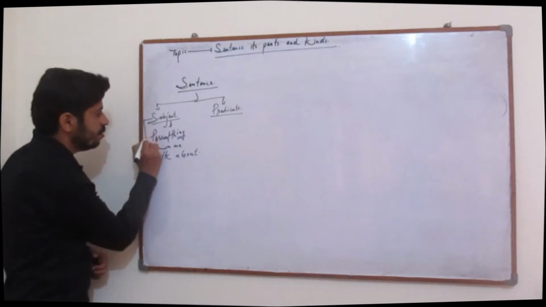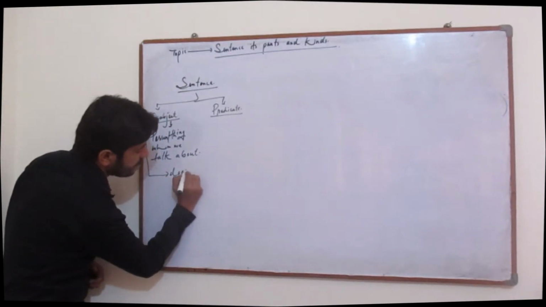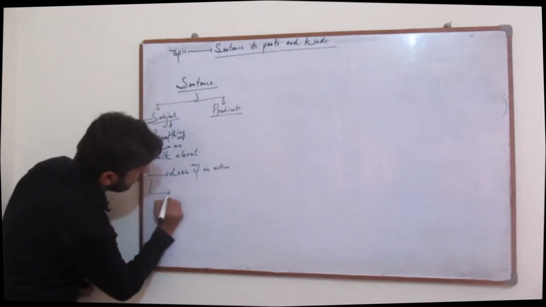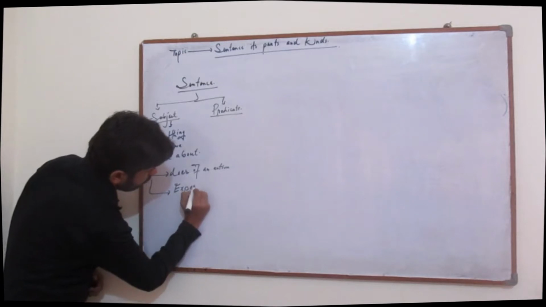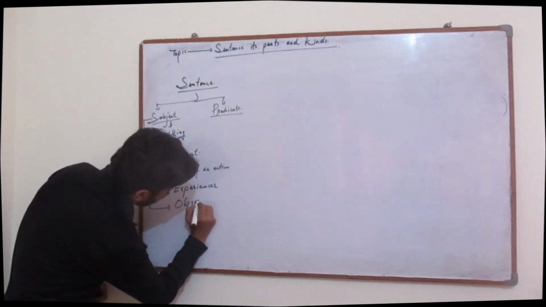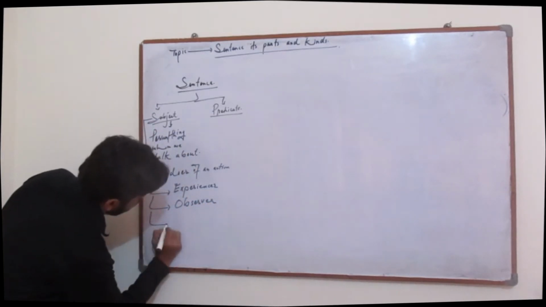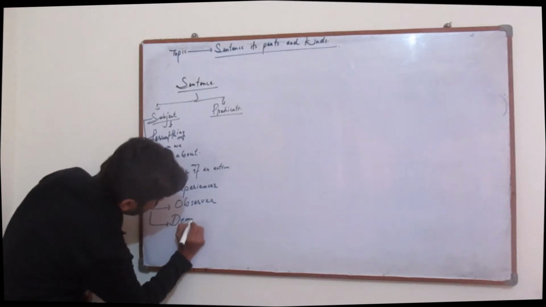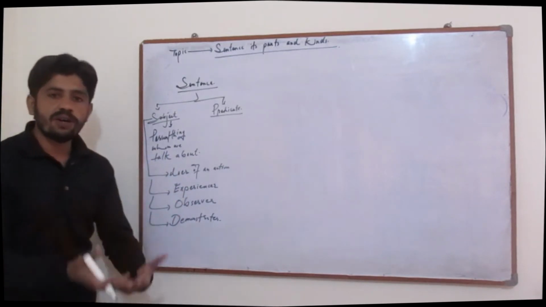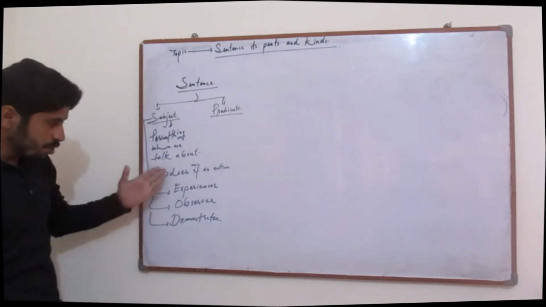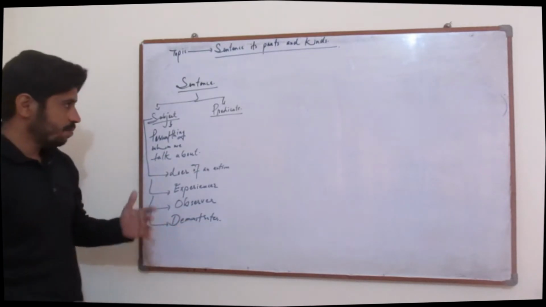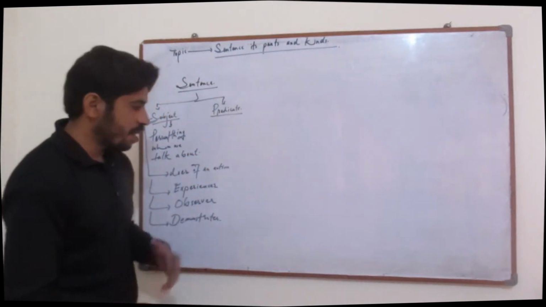It can be the doer of an action. It can be an experiencer. It can be an observer, and it can be a demonstrator. But subject means the person or thing we are talking about. It can be doer, it can be experiencer, it can be observer, it can be a demonstrator. Let us discuss the examples of subject.